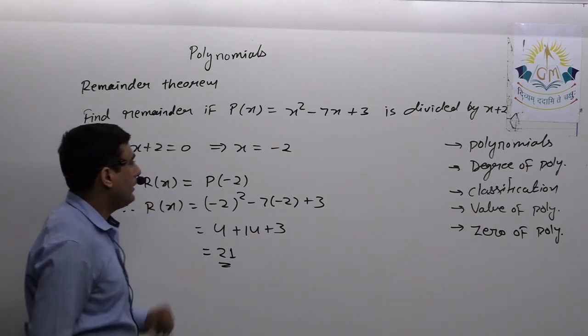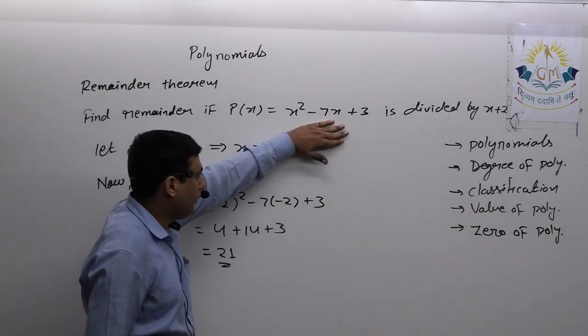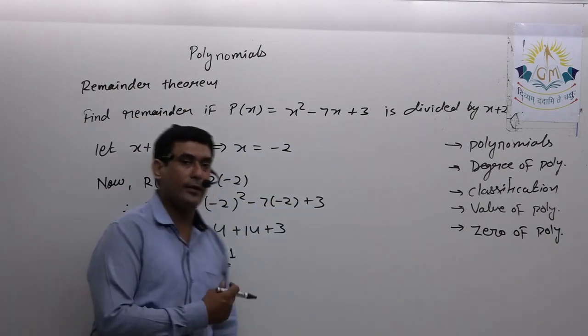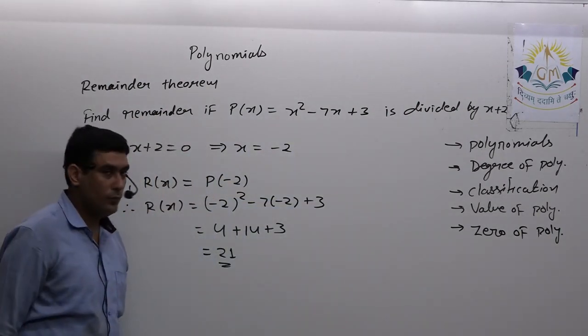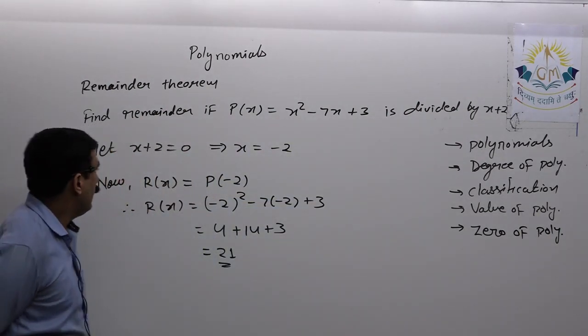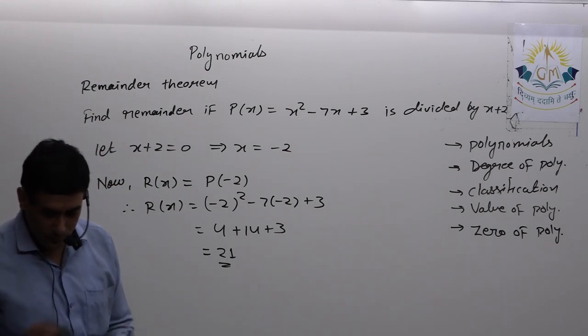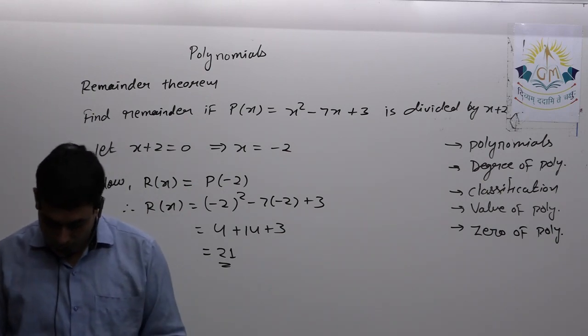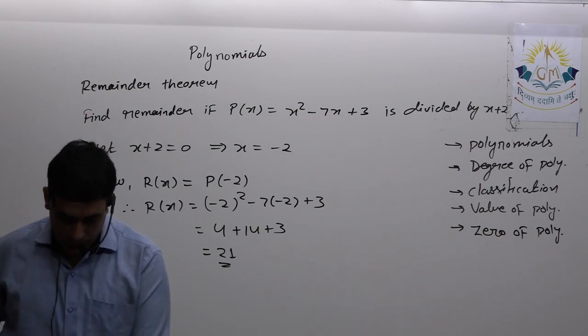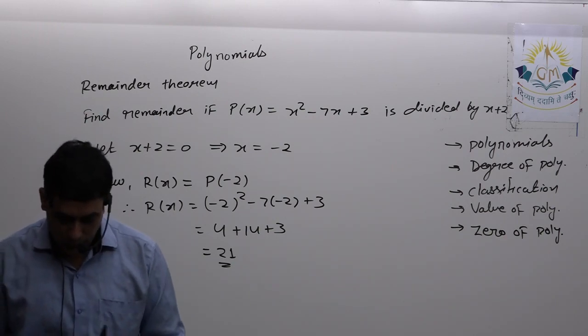Okay, so this is the remainder. That means when we divide the polynomial by x plus 2, the remainder will be 21. Okay, so that is the remainder theorem. Let us see one more question related to remainder theorem.